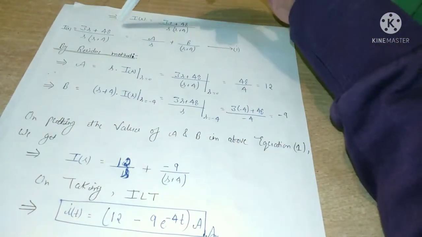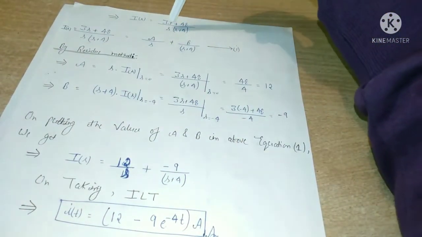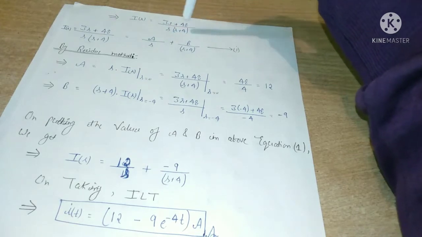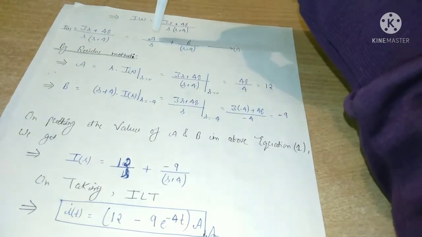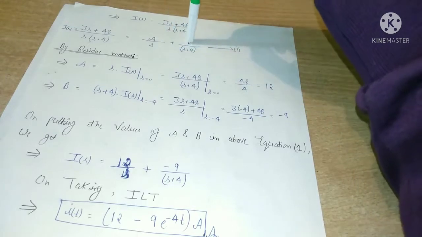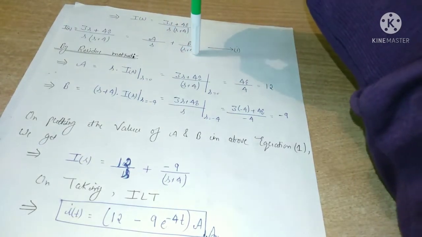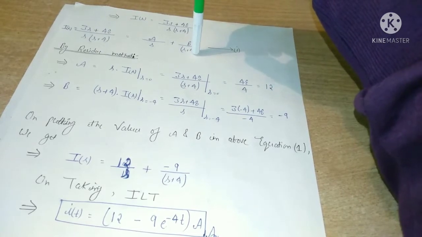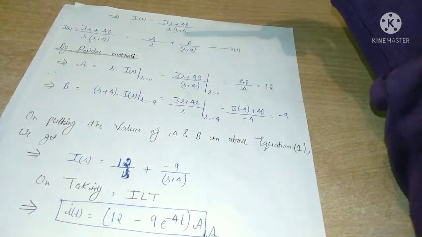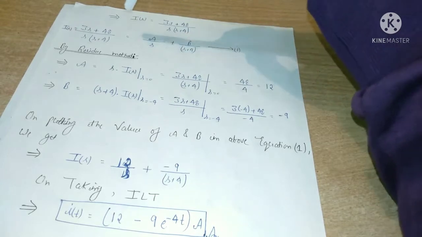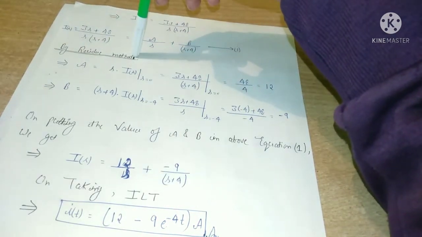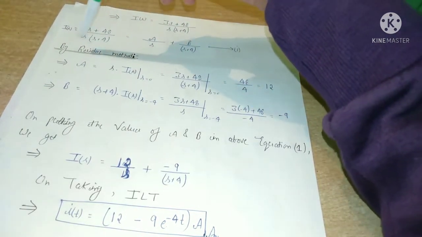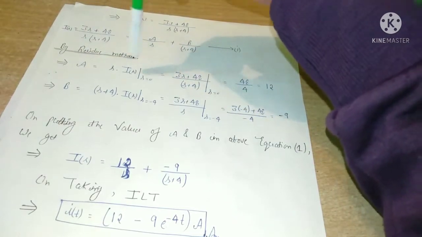And now I(s) is equal to (3s plus 48) divided by s times (s plus 4). To solve this function we have to use partial fractions: A upon s plus B upon s plus 4. At this stage we have two options. The first option is the conventional method, which is lengthy, and the second is the residue method. In my opinion you should opt for the residue method because it is an easy method.